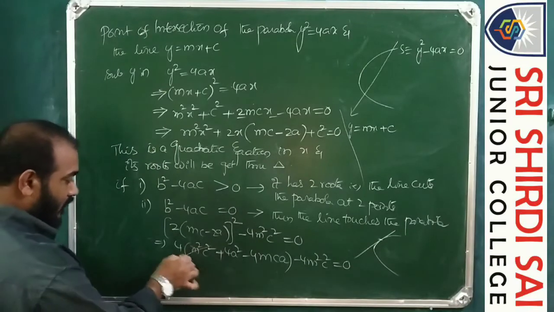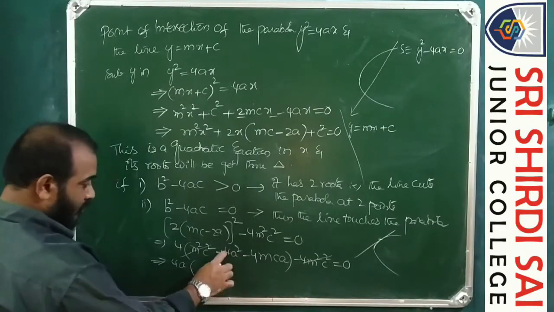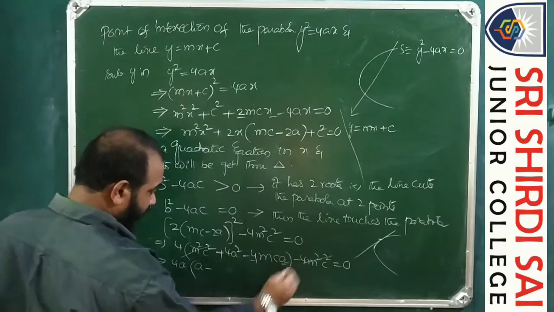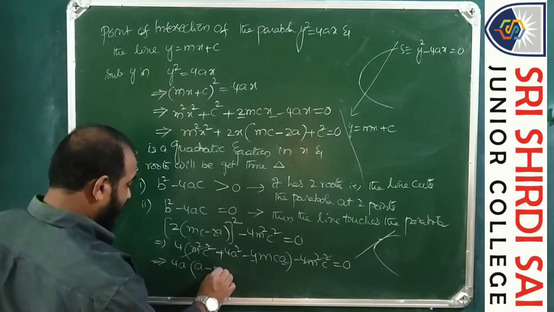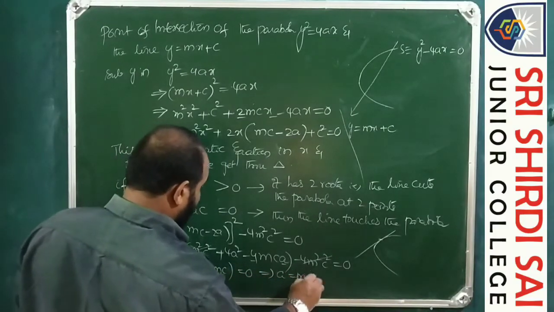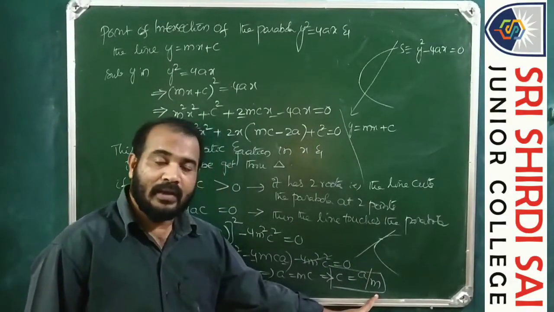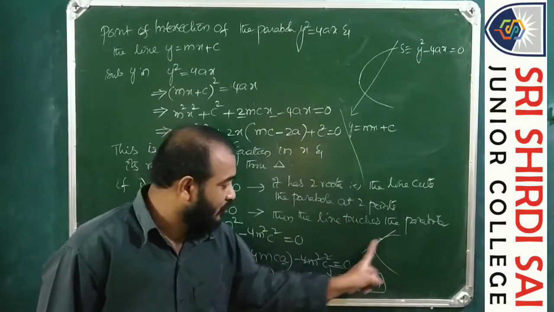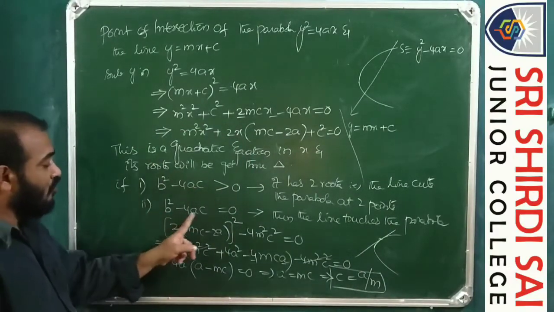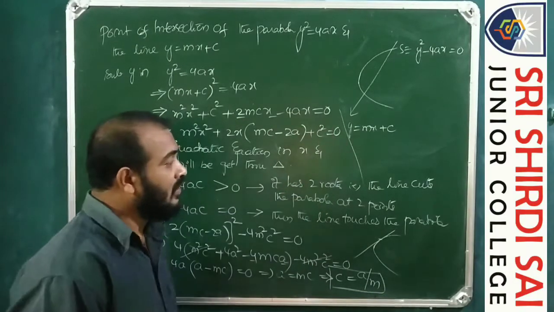This 4m square c square and 4m square c square get cancelled. So take 4a common, then we get 4a(a minus mc) equals 0. So 4a is not 0, and from this a equals mc, so c equals a by m. So c equals a by m is the condition that the line y equals mx plus c is a tangent to the parabola. And the third condition: b square minus 4ac less than 0.